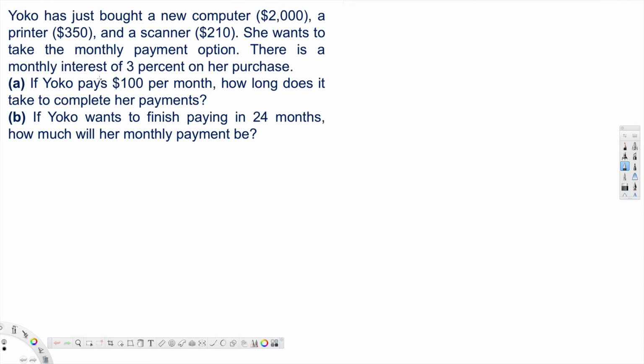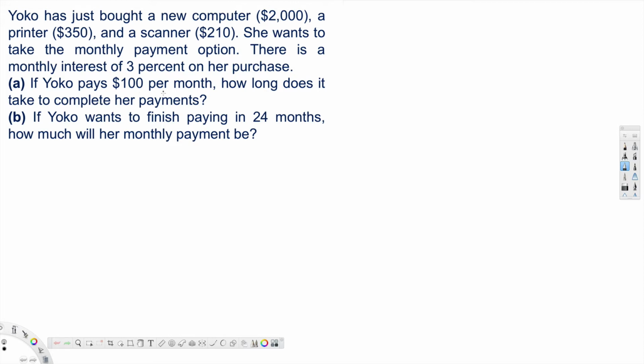Here the question is asking: Yoko has just bought a new computer for $2,000, a printer for $350, and a scanner for $210. She wants to take the monthly payment option. There's a monthly interest of 3% on her purchase. Part A is asking, if Yoko pays $100 per month, how long does it take to complete her payments?